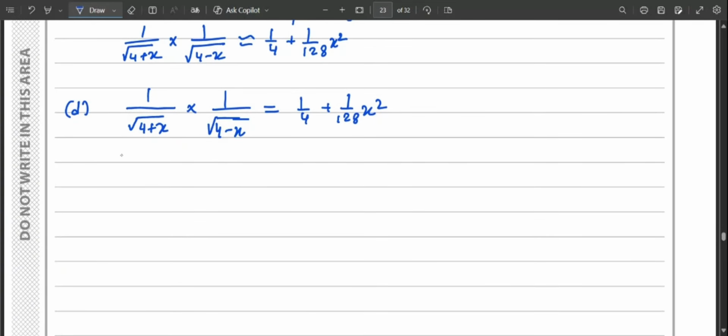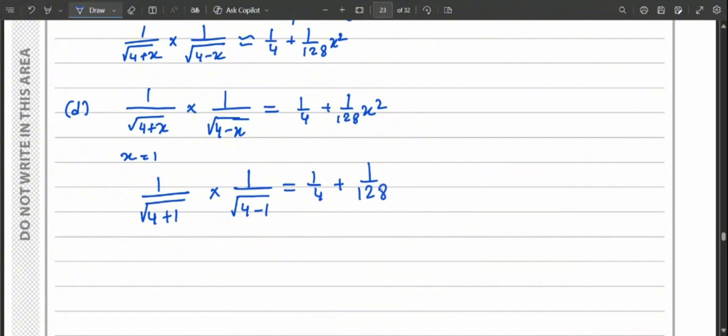On the left side we can simplify. This is 1 by root 5 into 1 by root 3. 4 plus 1 is 5 and 4 minus 1 is 3. So we get 1 by root 5 into 1 by root 3 is equal to 1 by 4 plus 1 by 128. We know that 1 square is 1, so the right side will be equal to this. Then we can further simplify. We can see that 1 by root 15 is equal to 1 by 4 plus 1 by 128.